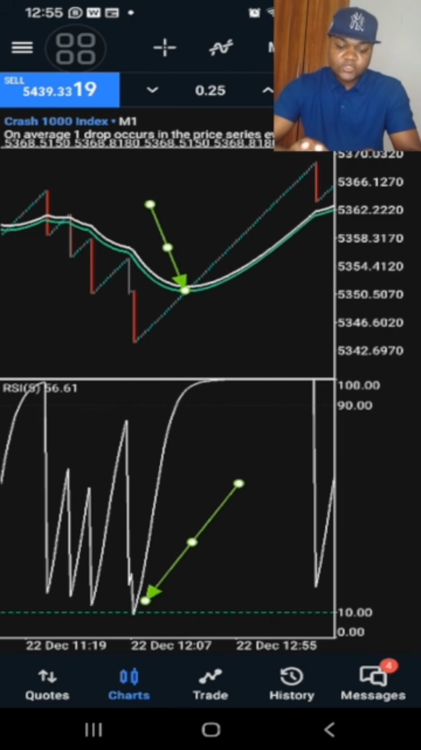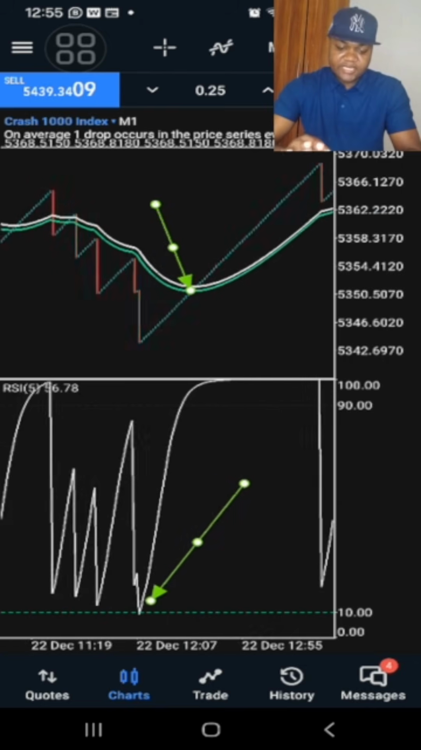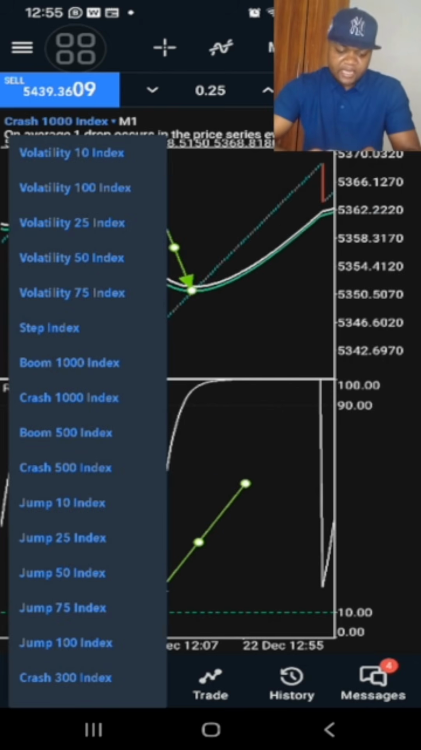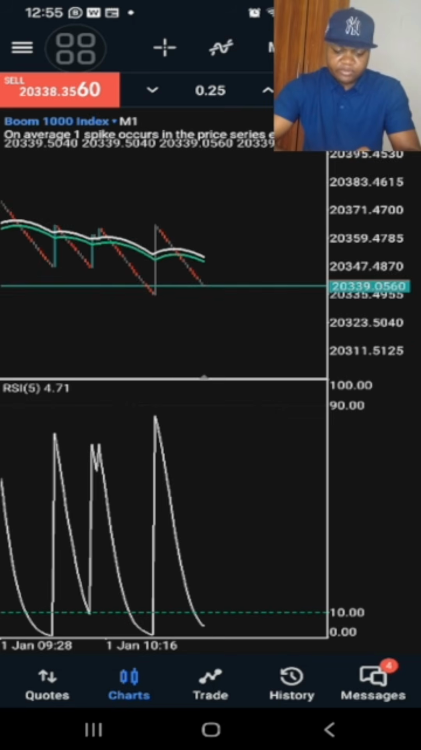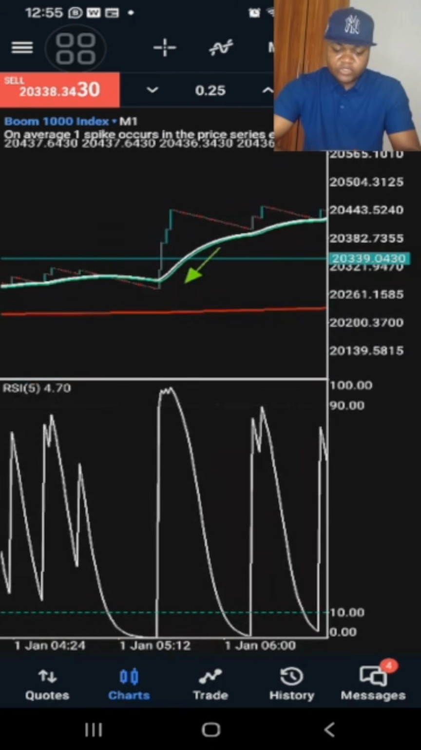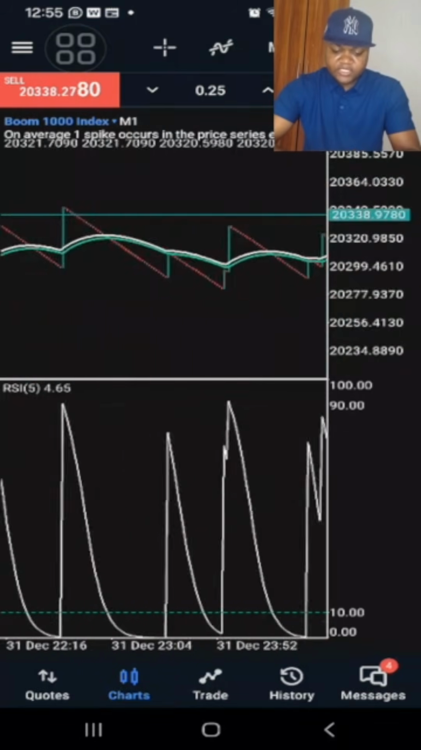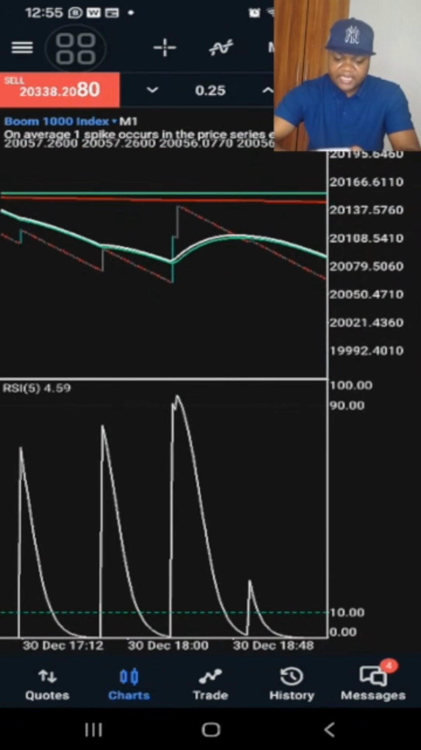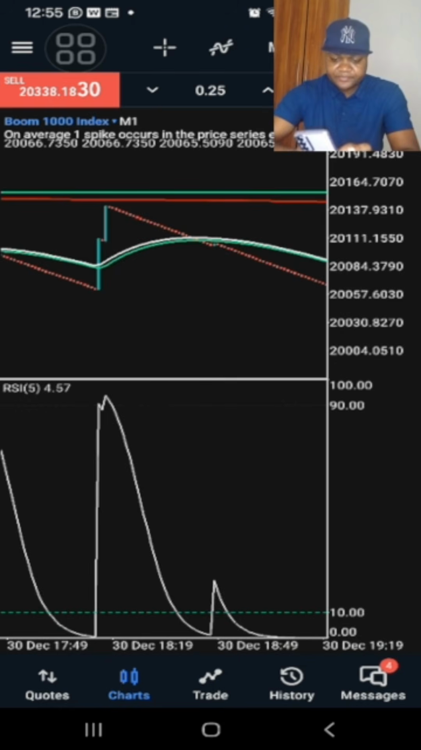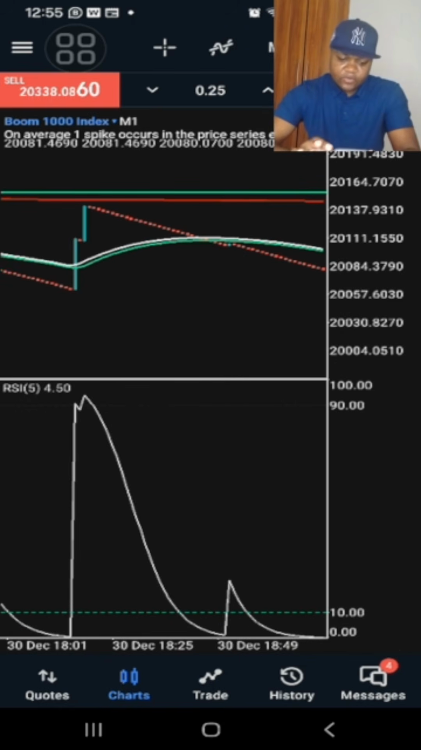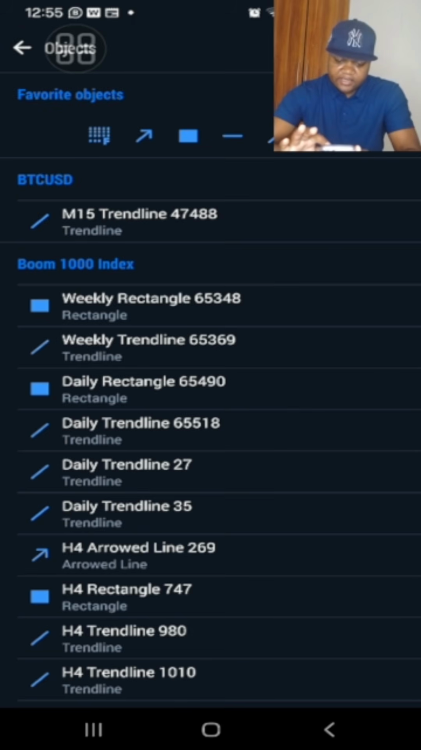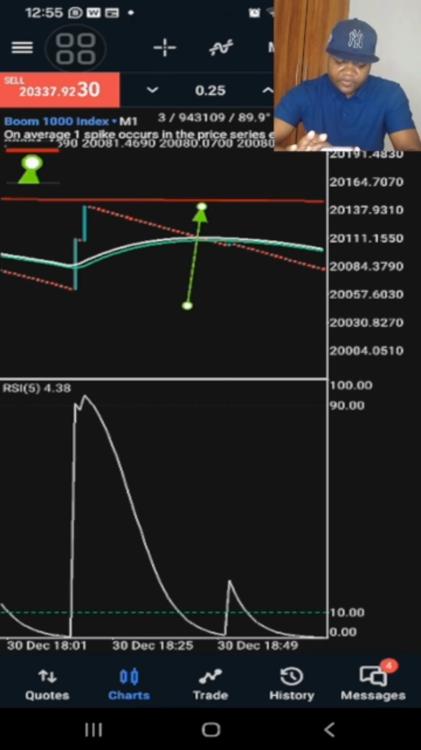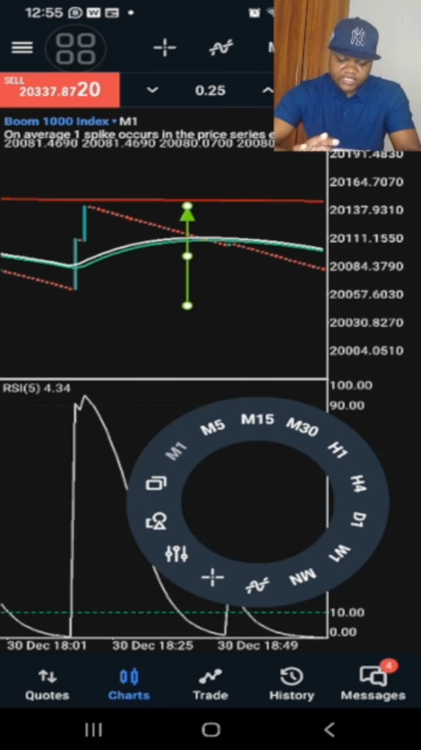Let's quickly look at Boom 1000. How are we going to use this strategy? In Boom, we'll be looking for selling opportunities. That means the candles have to be below the red line, like what took place here. These are the conditions. One, the candles are below the red line. You can see these candles are trading below this red line. So that's the first condition.